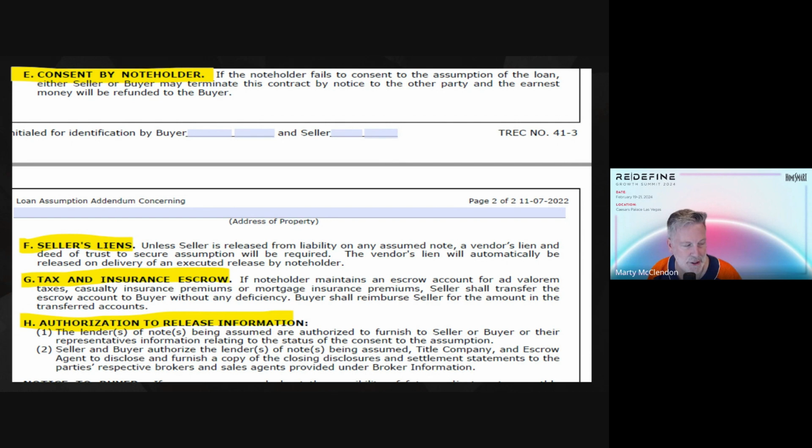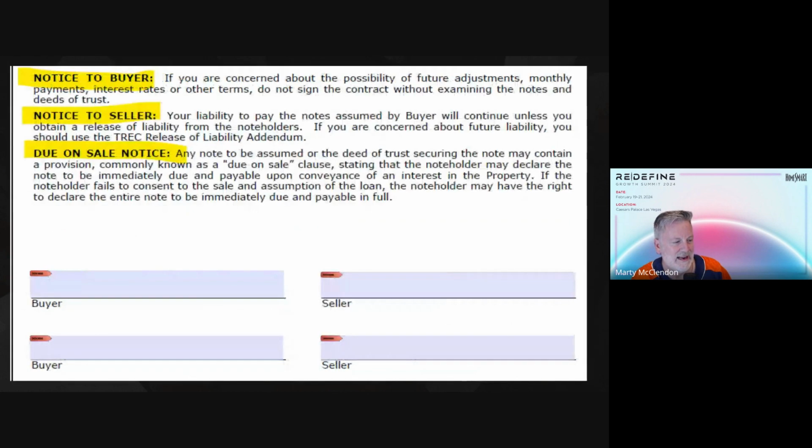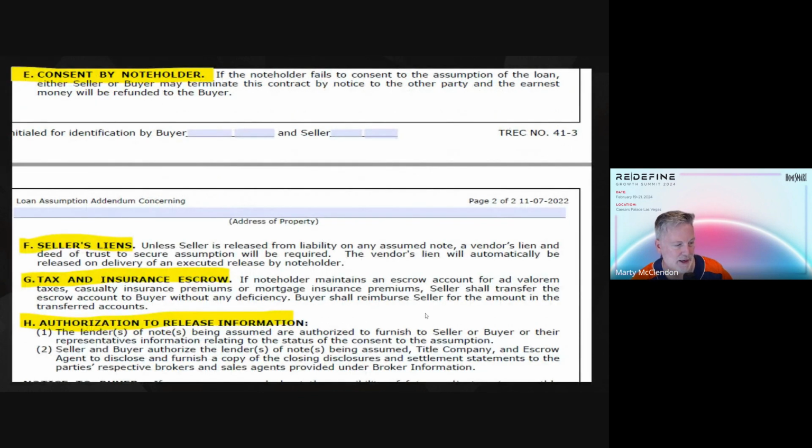And then tax insurance, if note holder maintains an escrow account for the property taxes, home insurance premiums, mortgage insurance, and so forth, seller shall transfer the escrow account to the buyer without any deficiency. So basically, it's going to be paid and current, and buyer shall reimburse seller for the amount transferred. So basically, whatever is due on the day of closing, it's prorated again, and it's now in the buyer's name, not the seller's name. And then the last one here says the lender, the authorization to release information.